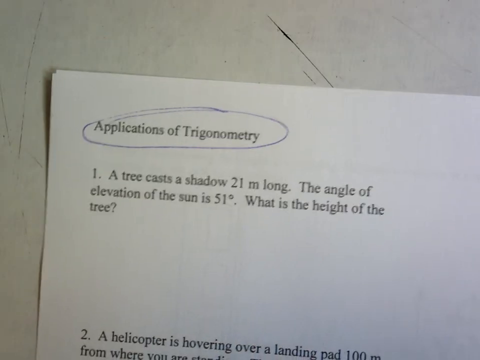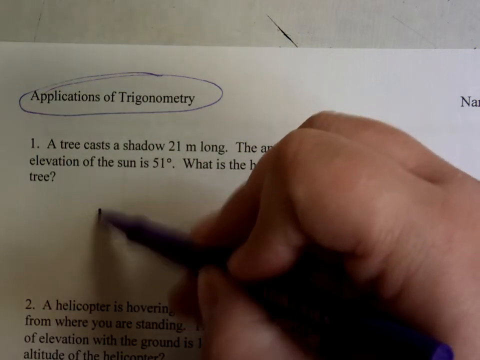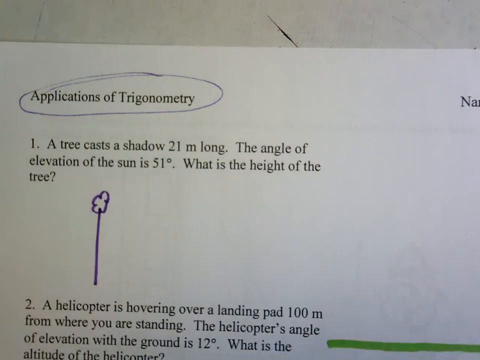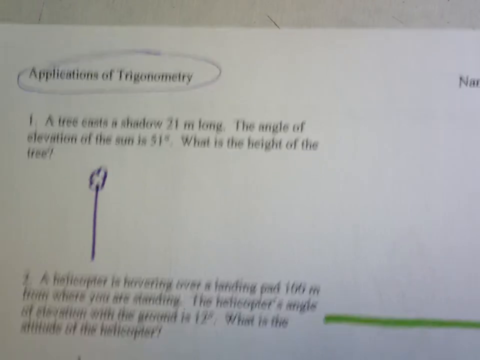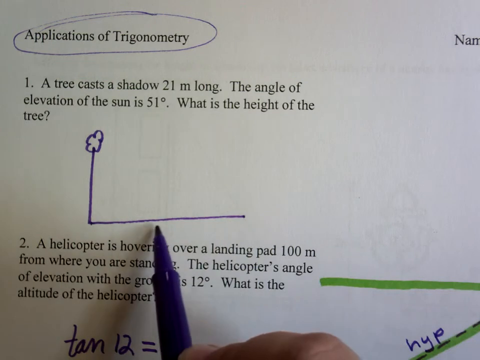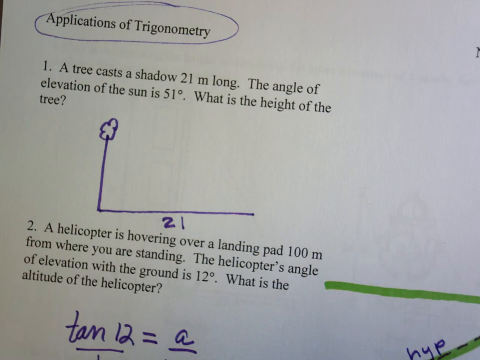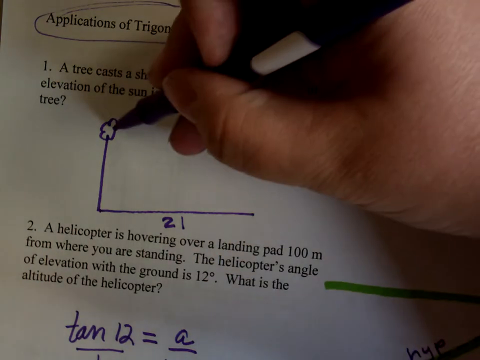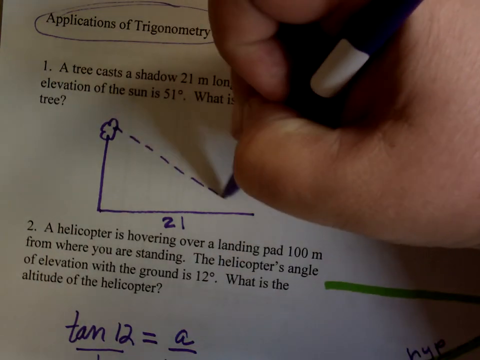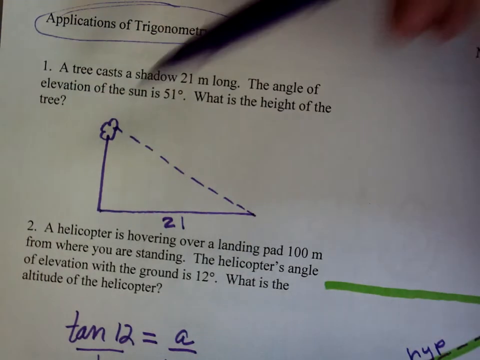A tree casts a shadow 21 meters long. So here's my tree. The shadow is 21 meters long. Shadows are always on the ground. So here's the shadow. It's 21 meters long. Sorry, it's not quite level. Mine's a little bit lopsided. The angle of elevation of the sun is 51 degrees. Okay, pretend there's a line of sight. Basically, that's where the tree is cutting off the sunshine from hitting the ground.